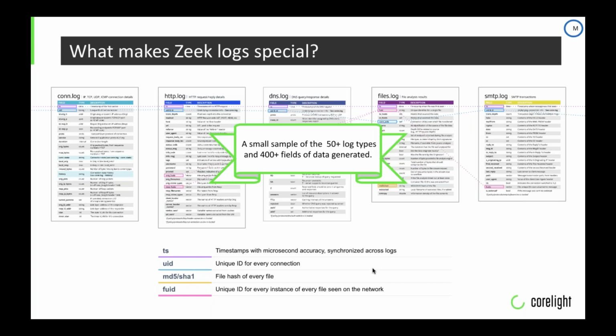You may notice that there are some shared data points. There's some arrows linking these things together. And that is one of the other beautiful benefits of using Zeek for network security monitoring and detection and analysis.